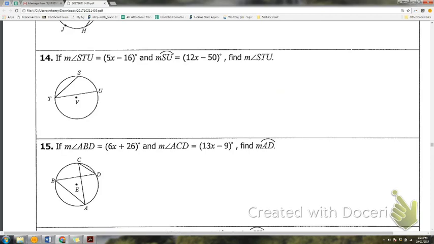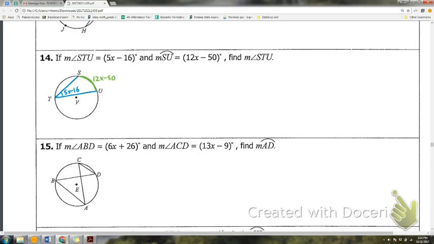Let's look at number 14. So it says measure of angle STU. STU is 5x minus 16. That's how much the angle is. And then the arc SU is 12x minus 50. And it's asking us to find measure of angle STU. Well, again, we know that the arc is double whatever the angle is. So if we double the angle, I'll get the arc.